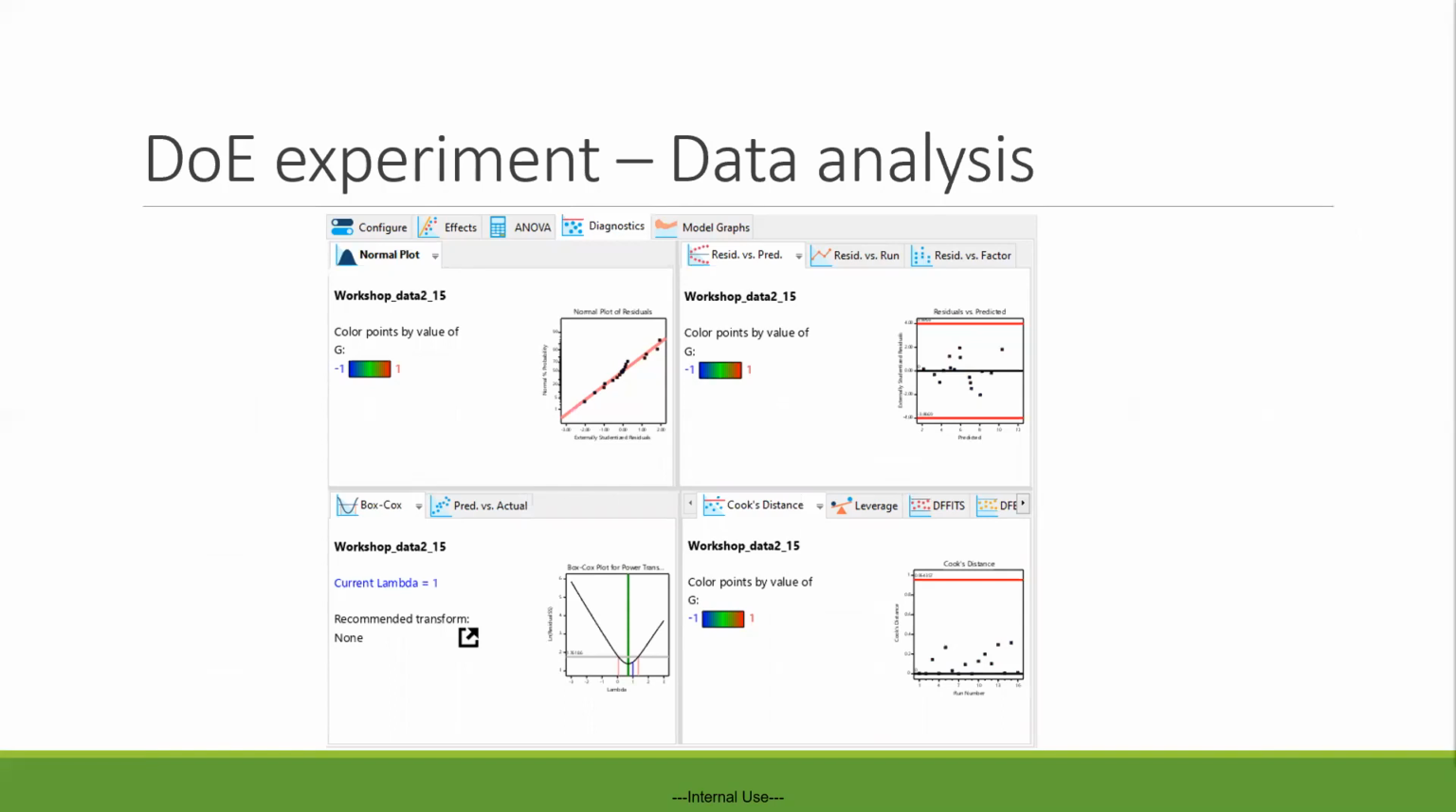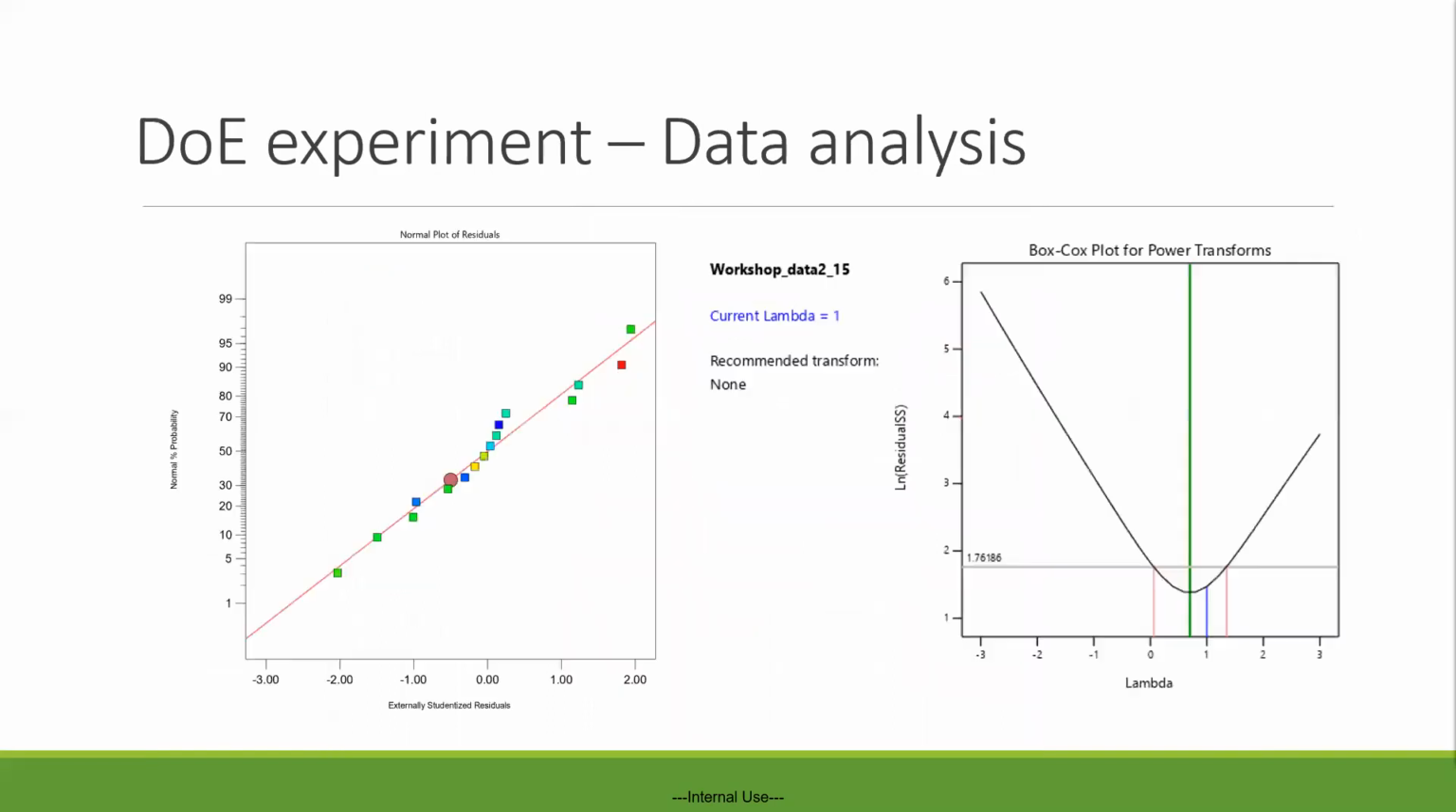The data that comes out from the experiment will be screened. The software does numerous quality checks on the data, such as ANOVA and analysis for outliers. I will walk through some of them in my talk. The first is to check normality by the normal plot and the Box-Cox plot.